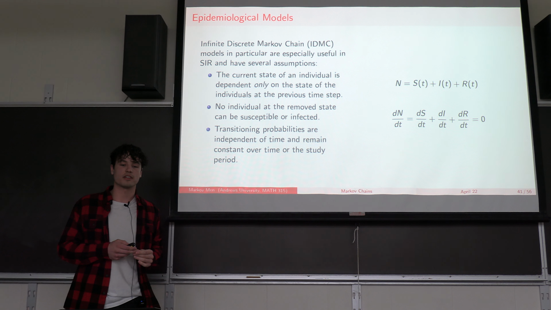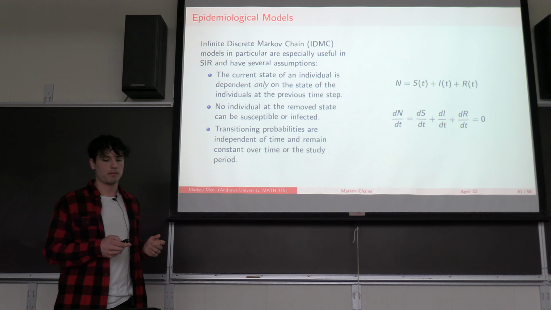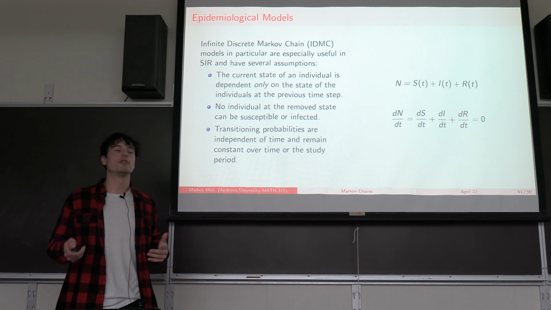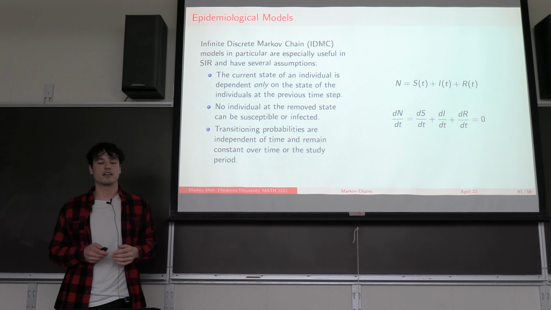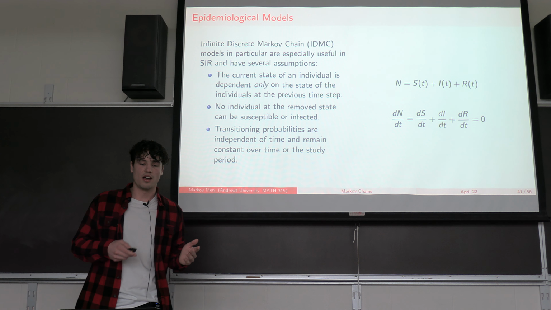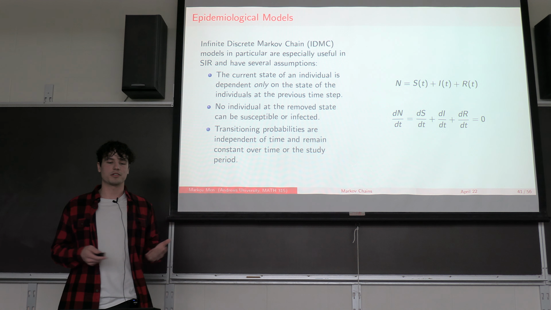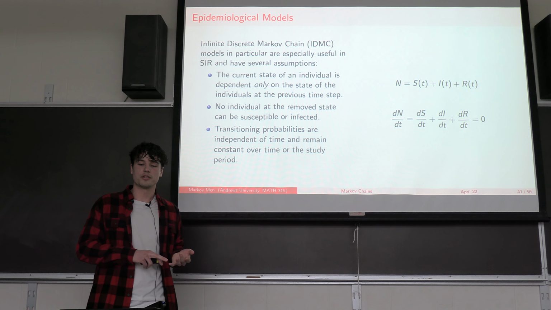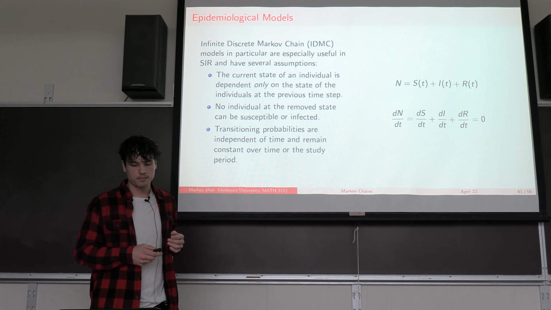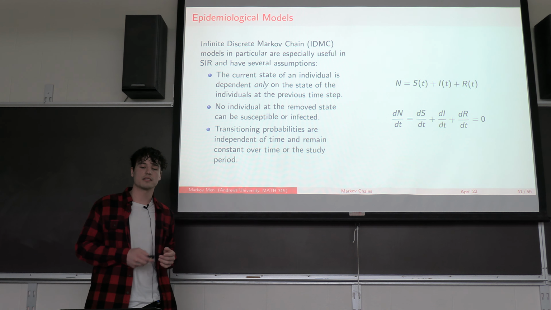Finite discrete Markov chains are particularly useful, especially in SIR models, and they have several assumptions that we'll be considering while moving forward. The first one being that the current state of an individual is dependent only on the state of individuals at the previous time step. We already knew that by just the definition of Markov chains. And then no individual at the removed state can be susceptible or infected. And lastly, the transition probabilities are independent of time and remain constant over the time of the study period. Now this last assumption isn't always the case in epidemiological models, but it gets really confusing and complicated with complex equations to model it. So for the time constraints that we have here, we're just going to go with one that has the same transition probabilities.